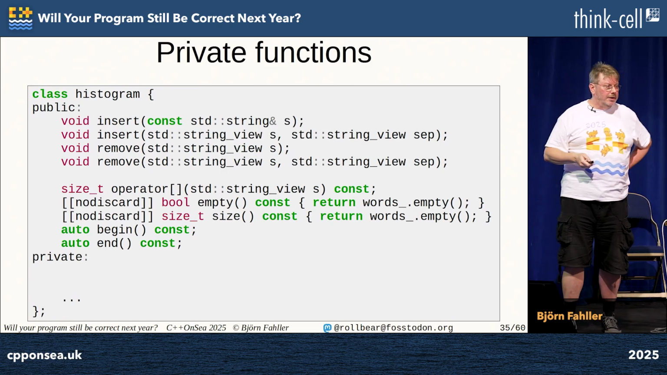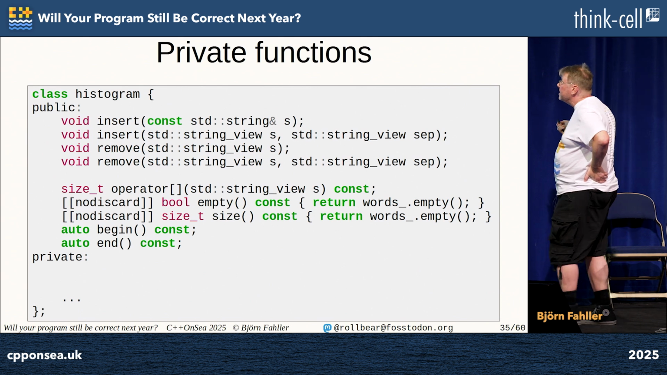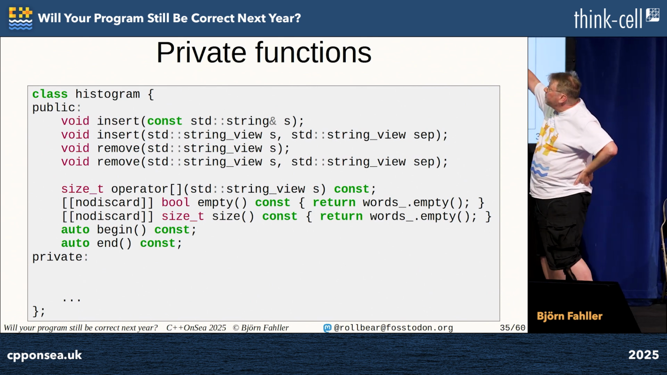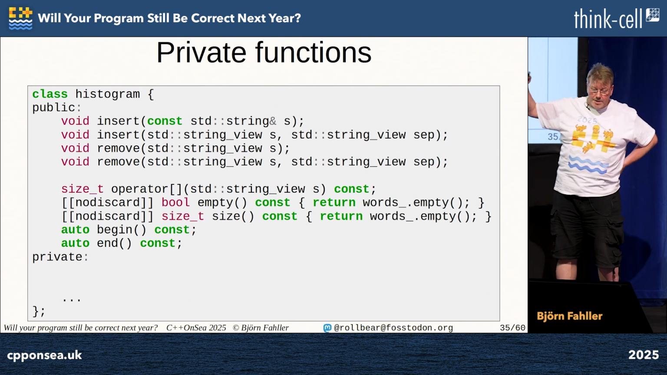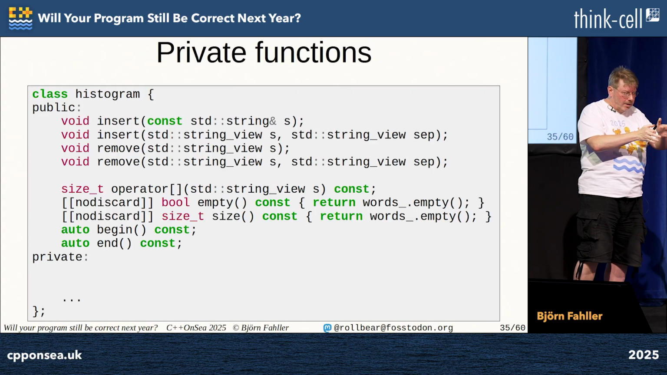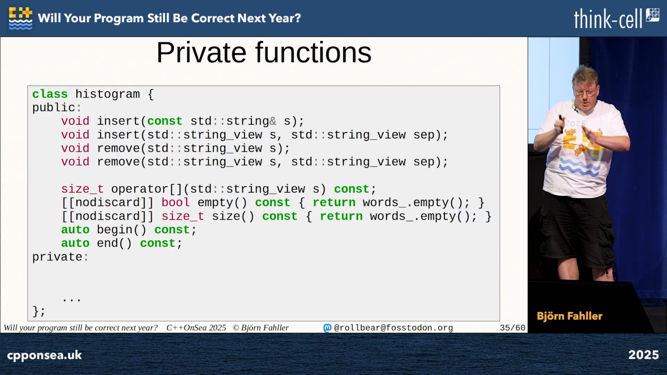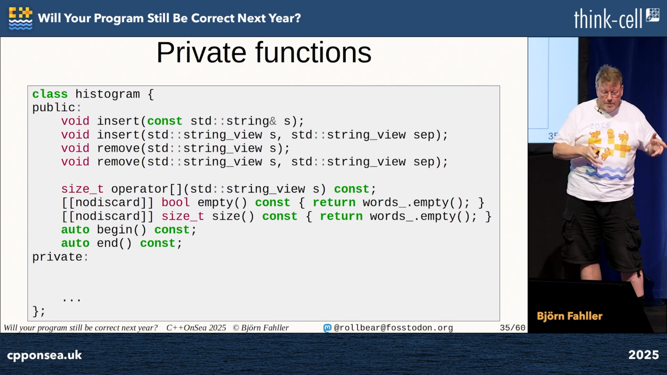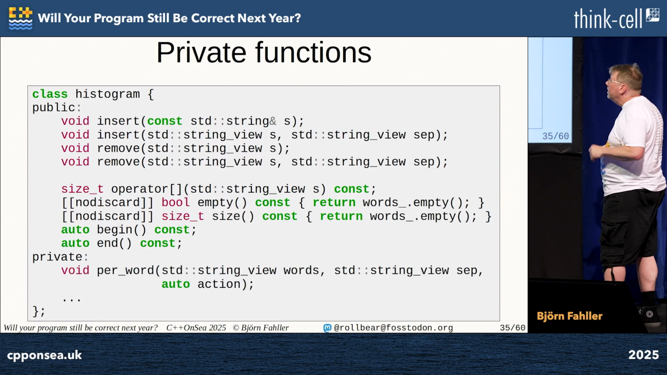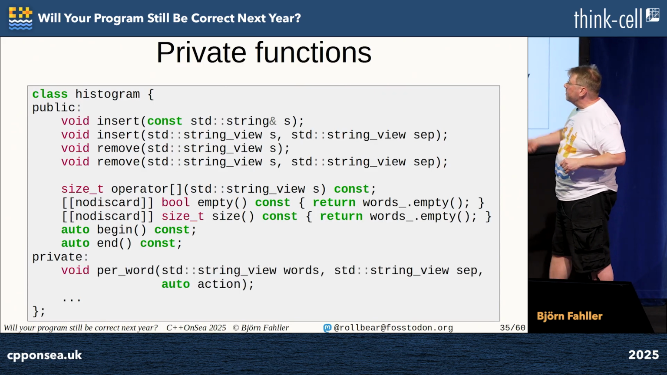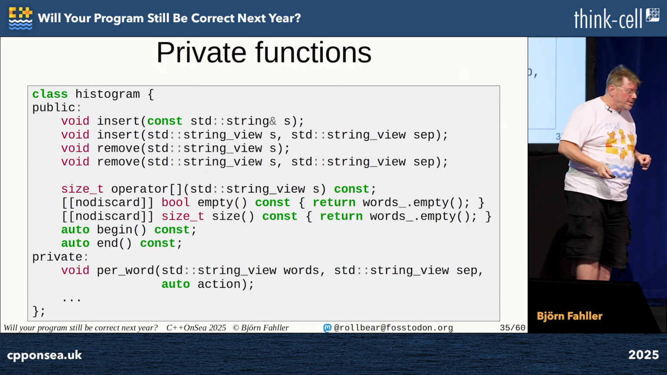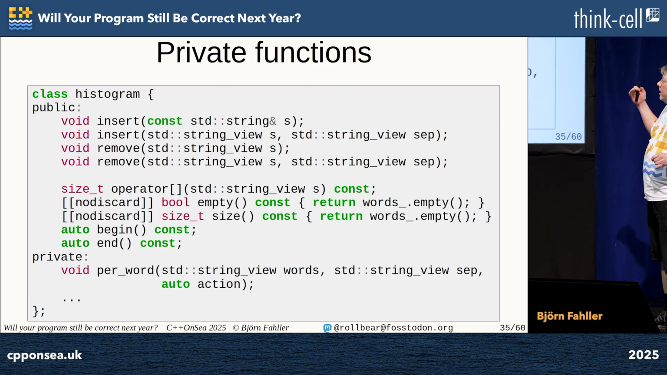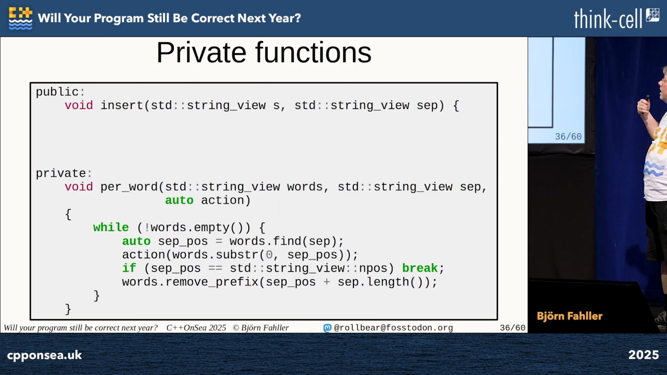We can see quite easily that obviously we need, for both insert and remove, some way of getting the sequence of substrings and doing either an insert or a remove of them. That is obvious. So we can write something like this. It's private because it's absolutely nobody's business how we do this. So we keep it a private function.